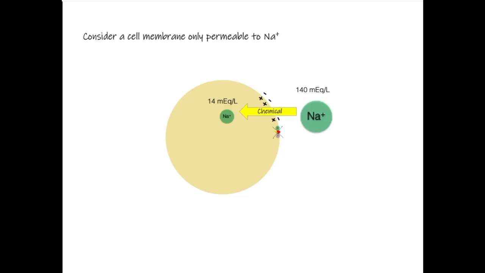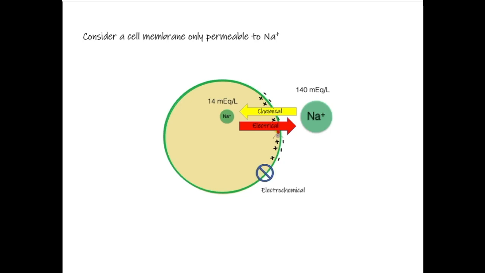As a result of this positive charge developing on the inside of the membrane, an electrical gradient will develop which will tend to oppose further movement of sodium. As sodium continues to move down its chemical gradient, the electrical gradient will increase in size until it exactly opposes the chemical gradient. This will prohibit any further net movement of sodium into the cell. At this point, the electrochemical gradient for sodium is 0.